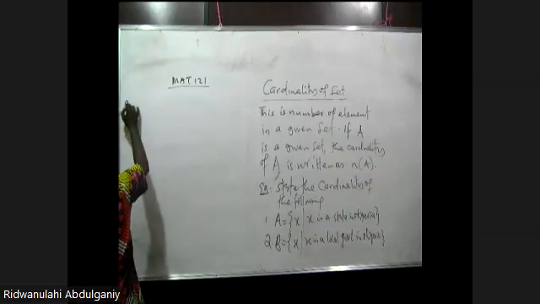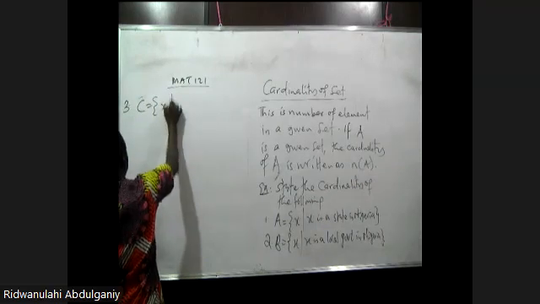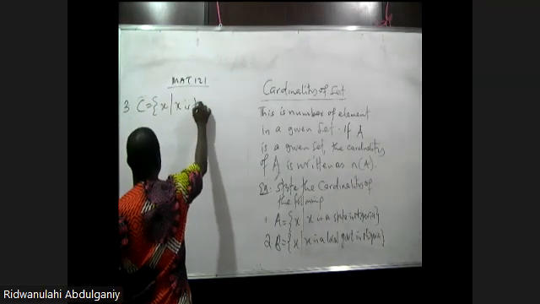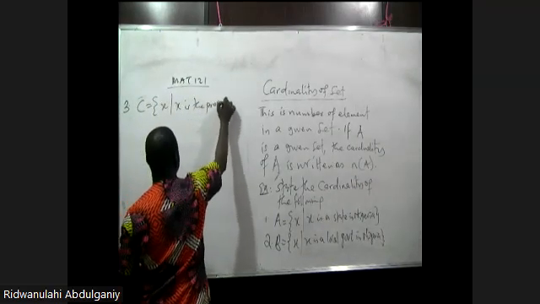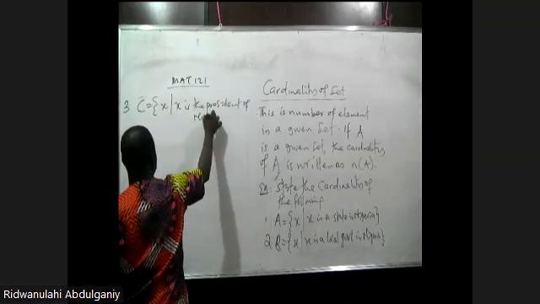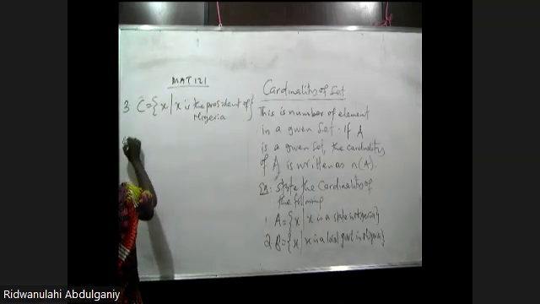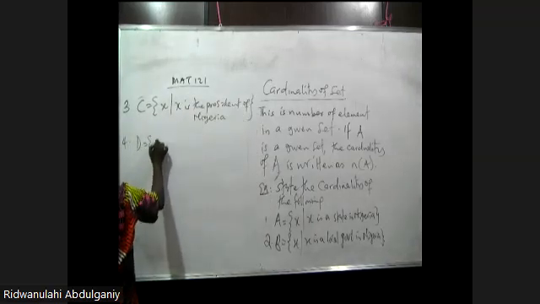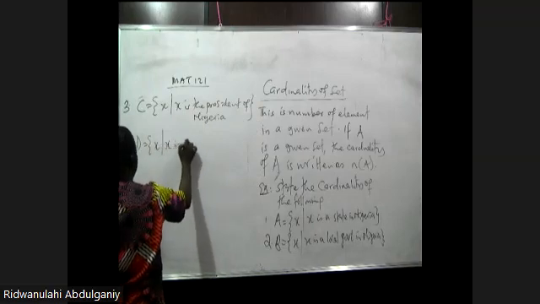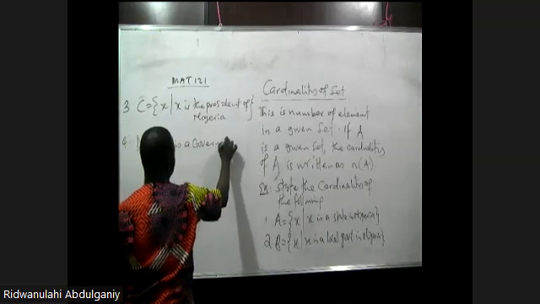Three, let's say C: {X such that X is the president of Nigeria}. Four, D: {X such that X is a governor in Nigeria}.